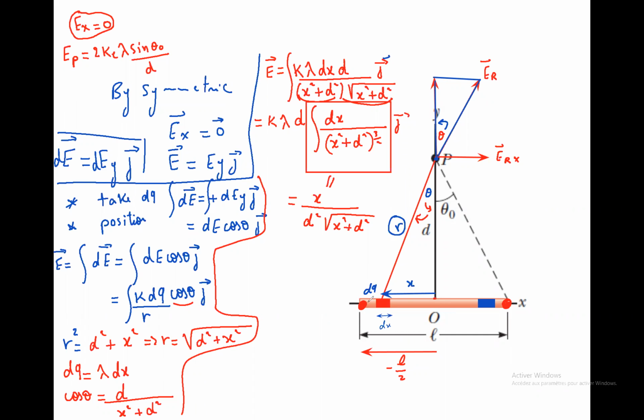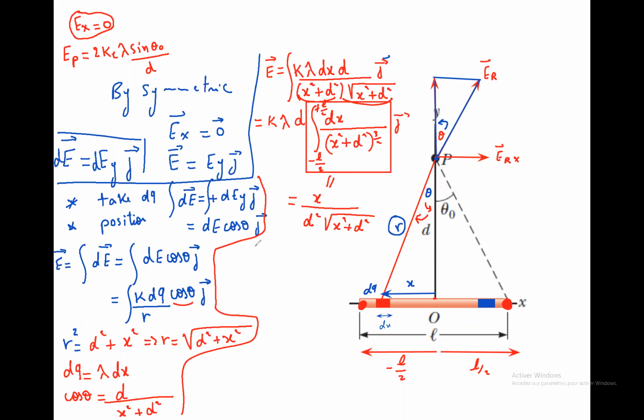Because it's the left of the center O. And in the case where the element is at this point, the distance is equal to L over 2. So the limit must be between x equal minus L over 2 and plus L over 2. Here we have the limit of x.